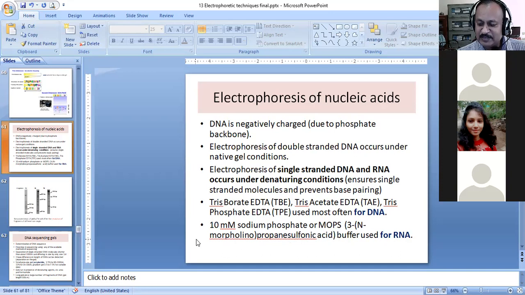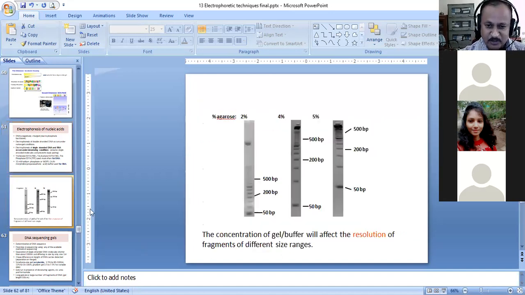Maybe in MSc part 2 you will probably be doing this practical, that is RNA isolation also. At that time you will also be performing the electrophoresis for DNA as well as RNA. Okay, so coming to the next slide.